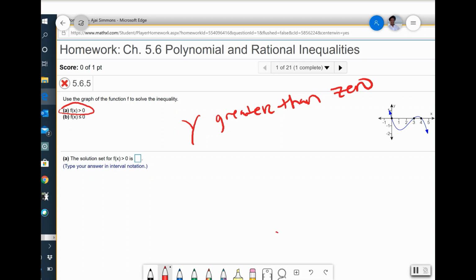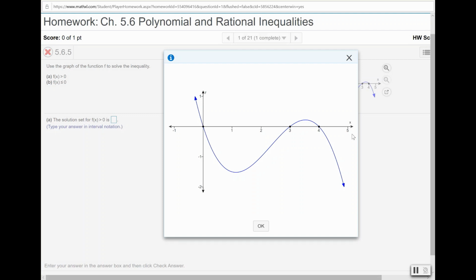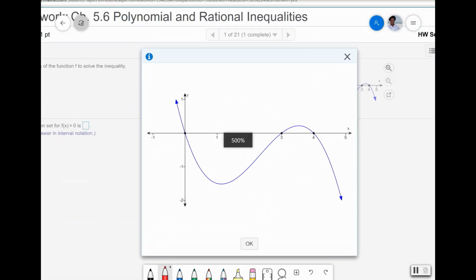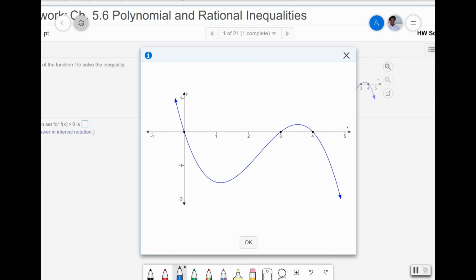So we would have to look at the picture and determine that, right? Let me blow up this picture. Make this picture a little bigger so we can take a look at it and determine where on this graph the y is greater than 0. Let me get my different color here. No, let's stick with red. So we want to know where the y values are greater than 0.